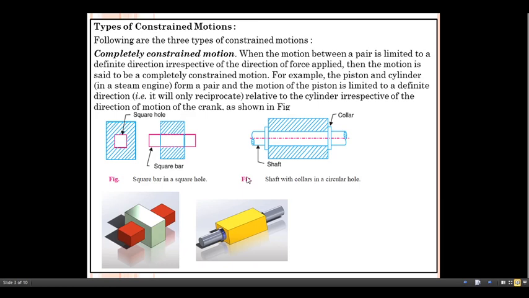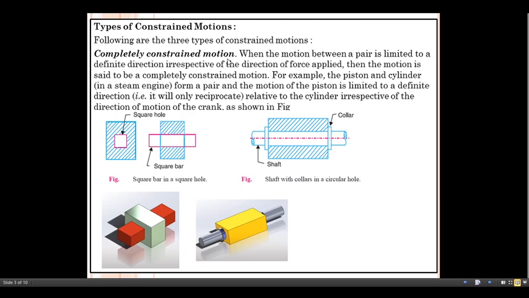Now see what constrained motion is and its types. Following are the three types of constrained motions. Let me clarify these constrained motions first of all. What is the meaning of constraints? Constraints are nothing but the restrictions given for the motion of any object, any part, any element. Now here are the three different types of constrained motions.